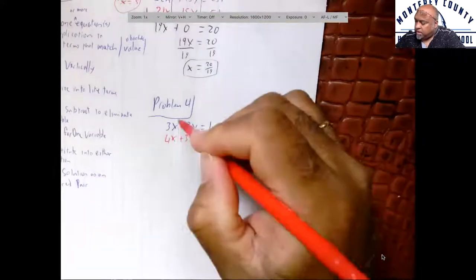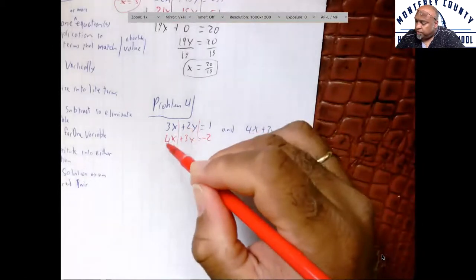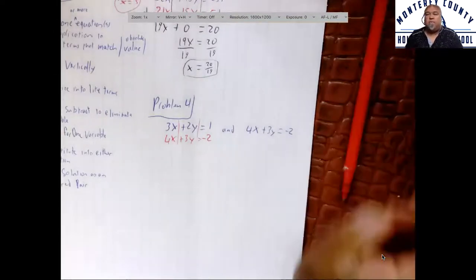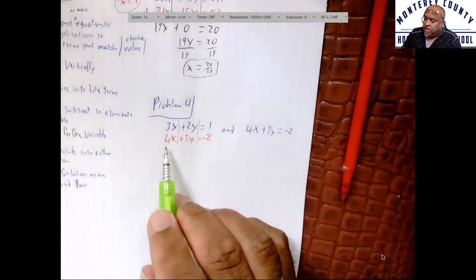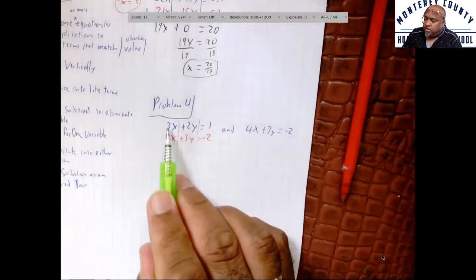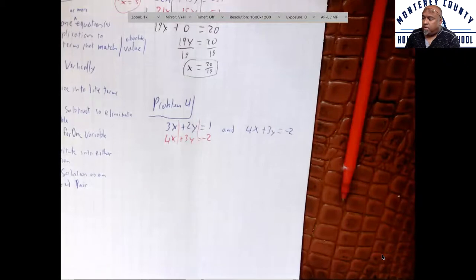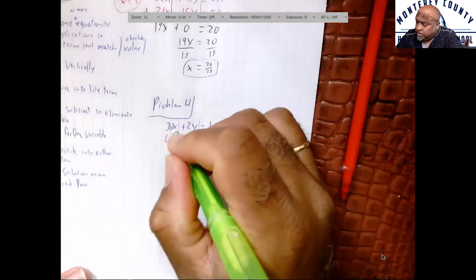Now, when I look at my like terms, I notice something. 3 and 2 have no common factors. 4 and 3 have no common factors. So I have to multiply both equations in order to get the answer that I'm looking for. Now, I can eliminate x if I can get 4 and 3 to turn to the same number, or I can eliminate y if I can get 3 and 2 to turn to the same number. So I'm going to go with the x term this time.